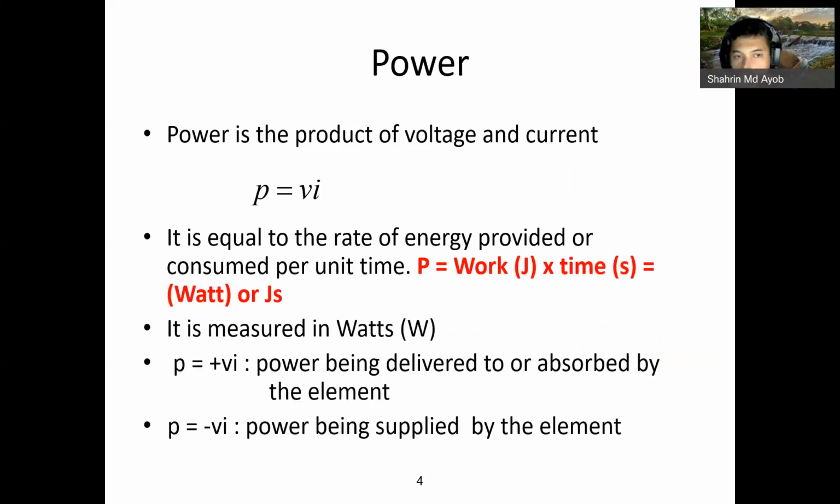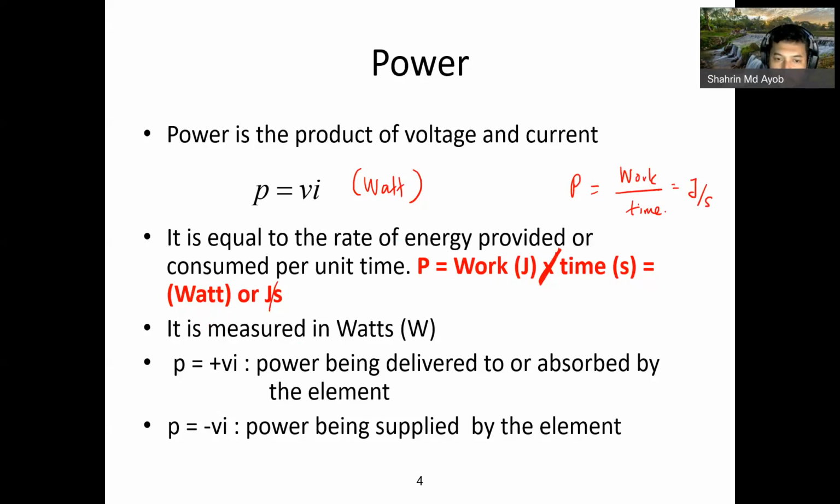Let's go on to power. In an electrical circuit, power is the product of voltage and current, so P is equal to VI, and the unit is watt. So what is power? Power is equal to the rate of energy provided or consumed per unit of time. So P is equal to work divided by time, and the unit is joule per second. In electrical circuits, we always refer to power in the unit of watt.